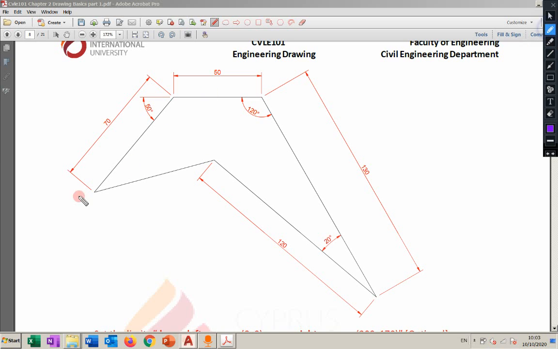I click at this point. Imagine, this is important because you have to know where you are. I'm at this point and we want to draw this line. This is what we want to draw.